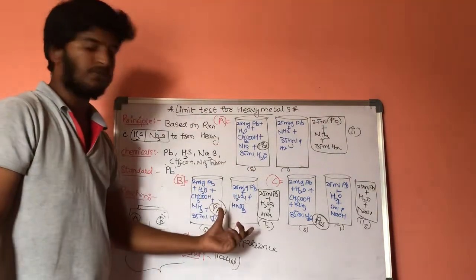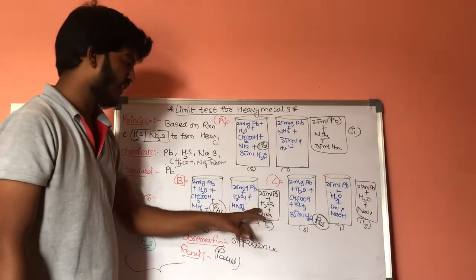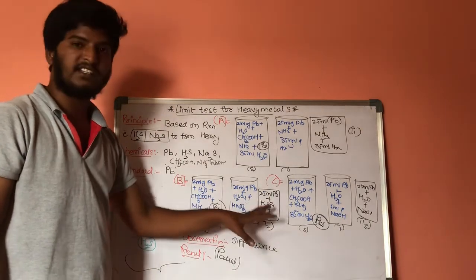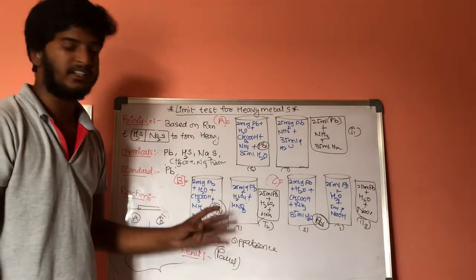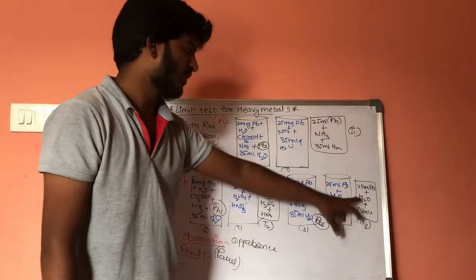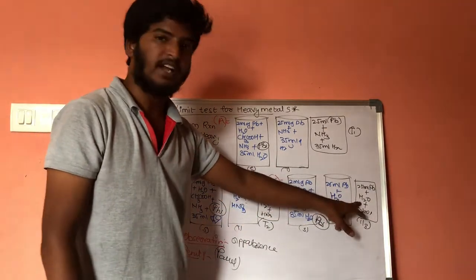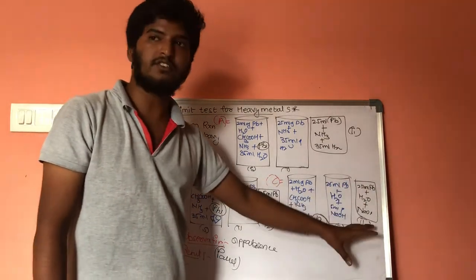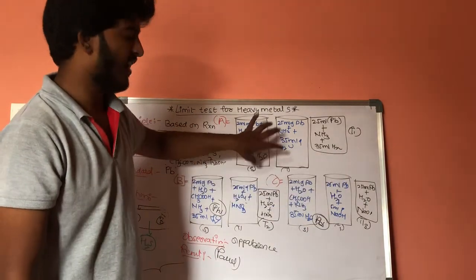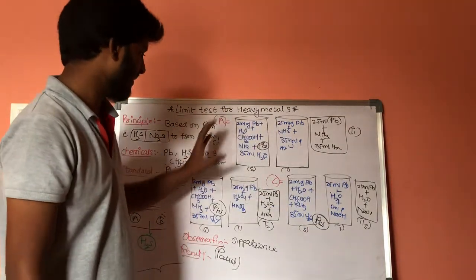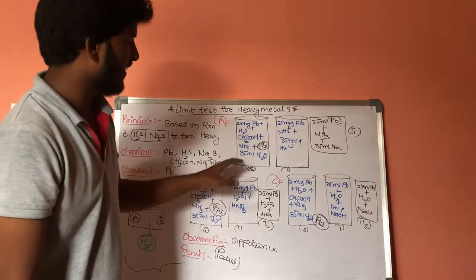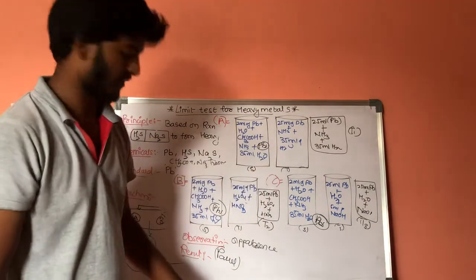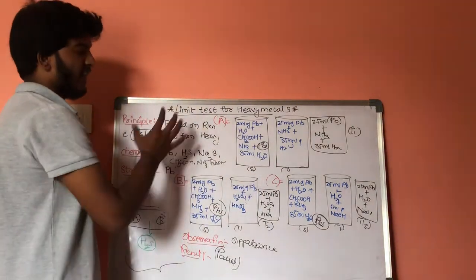And in the test 2 solution, 25 ml of lead will be taken and we should add sulfuric acid, and next nitric acid will be added. That is the second test solution, that is for method B. And for method C, 25 ml of lead will be taken and we should add some water to it, and we should add 5 ml of sodium hydroxide solution to it. In this way, 3 standard solutions and 3 test solutions will be prepared for methods A, B, C respectively, and the result can be seen, that is formation of lead sulfide. In this way, the limit test for heavy metals can be done.